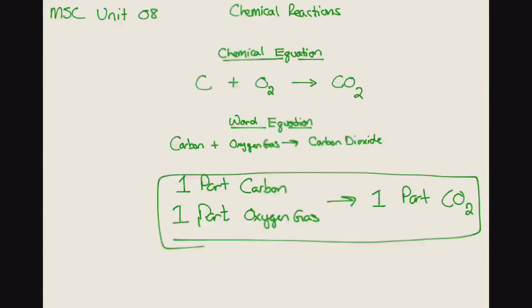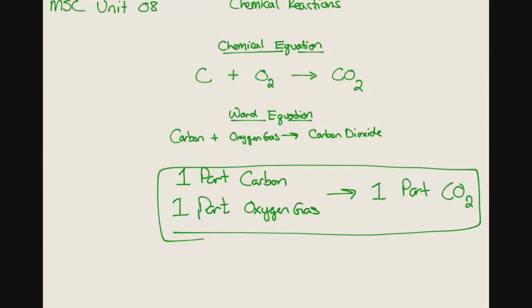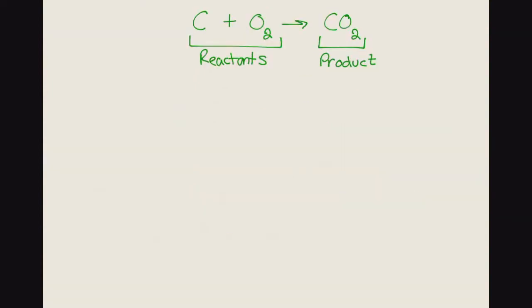Look at the way I worded this. 1 part carbon, 1 part oxygen gas. That's a total of 2 parts. So we have two things coming together to produce 1 part CO2, one thing. So is carbon the same thing as CO2? No. Is oxygen gas the same thing as CO2? No. Carbon is totally different. Charcoal would be carbon. Coal is carbon. O2 is a gas. It's in this room. But when you take the two individual reactants and you combine them through a chemical reaction, they become something totally new.